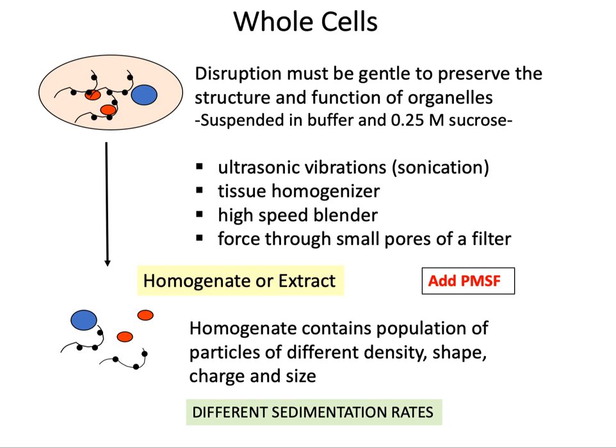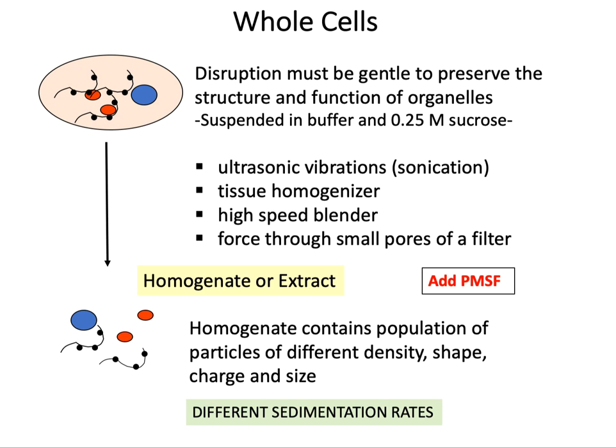In the case of plant cells, you have to disrupt the plant cell wall. This disruption must be very gentle in order to preserve the structure and function of the organelles. So, disruption is usually achieved with the presence of an osmoprotector. Often, the cells are disrupted in the presence of 0.25 molar sucrose solution, which protects the integrity of the organelles when the cells are disrupted.